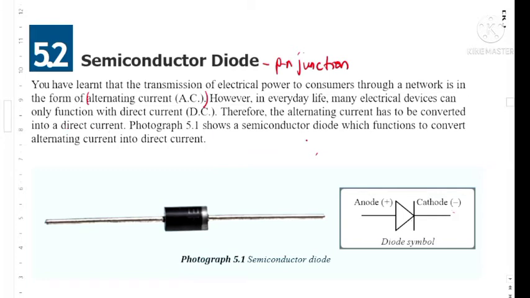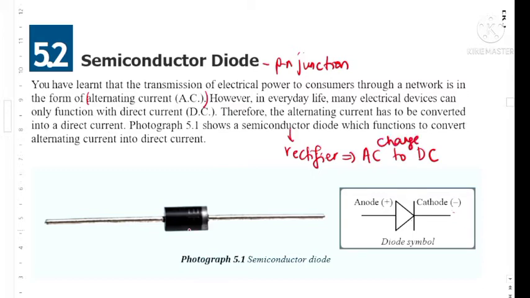If you want to charge the handphone's battery, you need to plug in into the main power supply, which is alternating current. So there must be a component that can convert alternating current to direct current in order to charge the handphone's battery. The electronic component that need to convert alternating current to direct current is semiconductor diode. In this case, diode function as a rectifier, means able to convert AC to DC, or we can say change AC to DC.